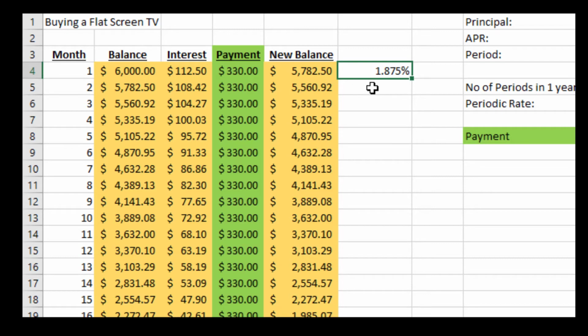Now, the next question: what if I took this interest, which is less than this interest, and I divided it by this balance, which is less than this balance? What do you think I'm going to get? Well, if you guessed I would get the same thing, you would be correct.